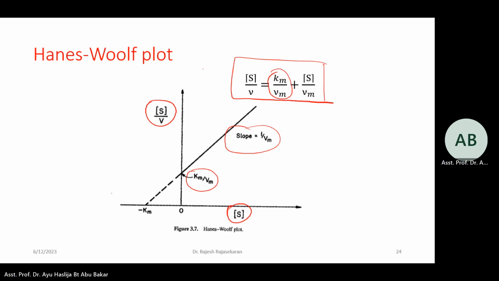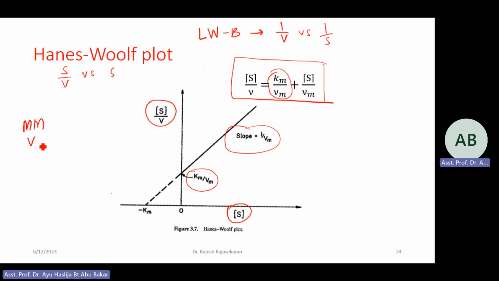Okay. Now this one, Hanes-Woolf plot. You will need to find out the slope and also the intercept as well. But Hanes-Woolf is S over V versus S. The Lineweaver plot is 1 over V versus 1 over S. This one, S over V versus S. The MM, V versus S.